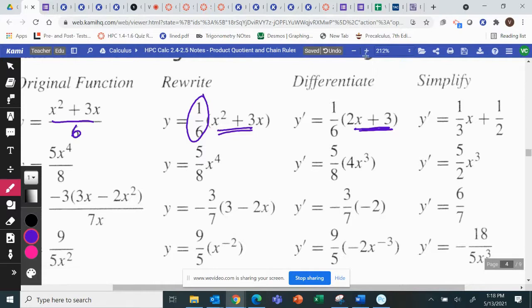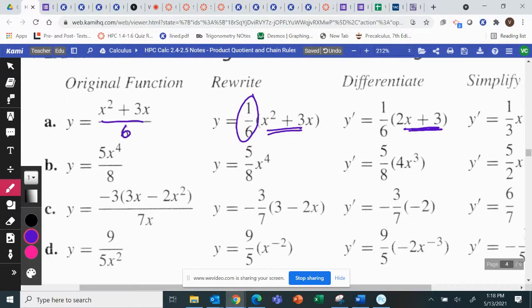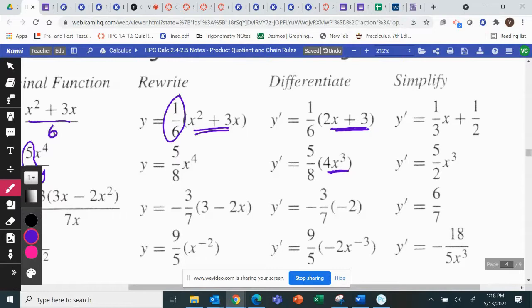Same thing with question B. Pull out 5/8, then take the derivative of x to the 4th, which is 4x cubed, then multiply 5/8 at the end. Did not need to use the quotient rule.